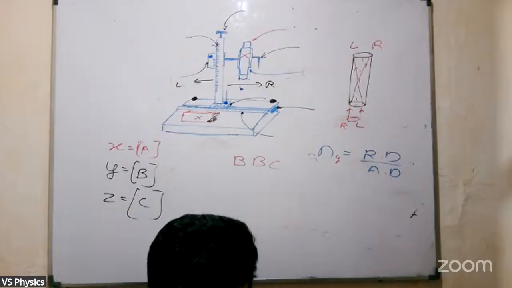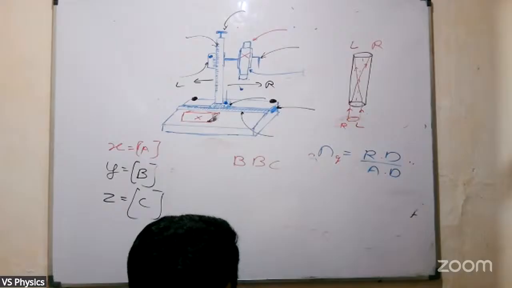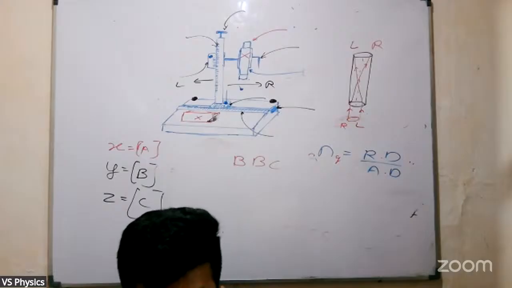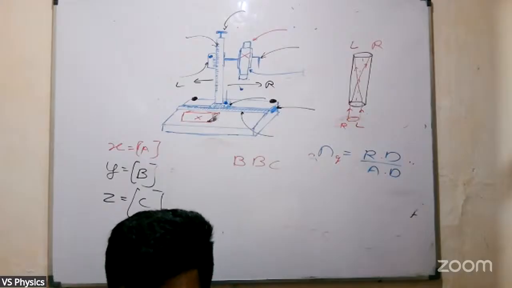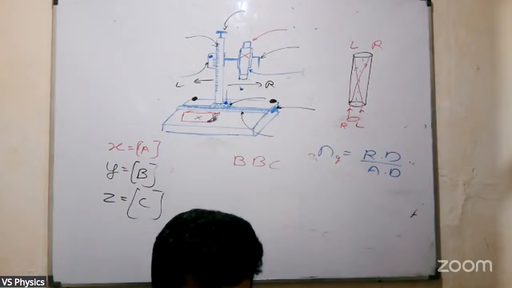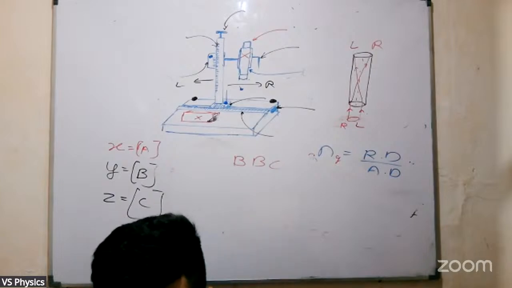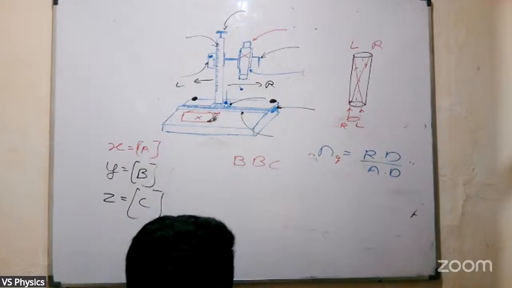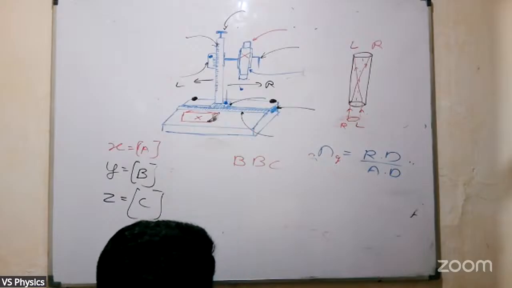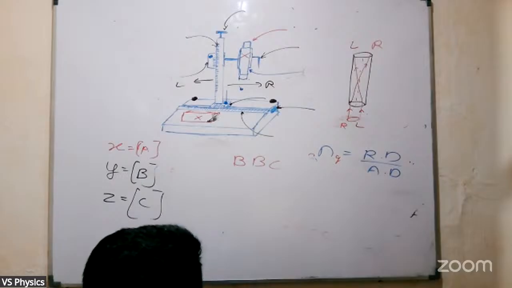The enlarged figure of the main scale and the vernier scale of the traveling microscope are shown in the figure. Calculate the least count. What is the least count going to be? 0.01. You have 50 and then 0.5 millimeter divisions. What is the adjustment that you perform on the eyepiece before starting the experiment? What do we do?